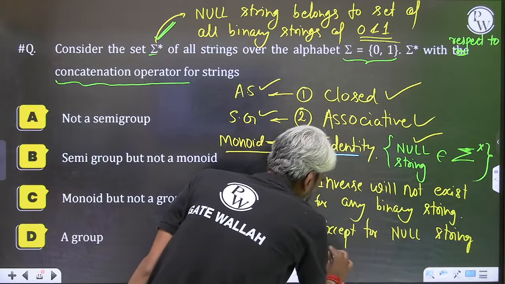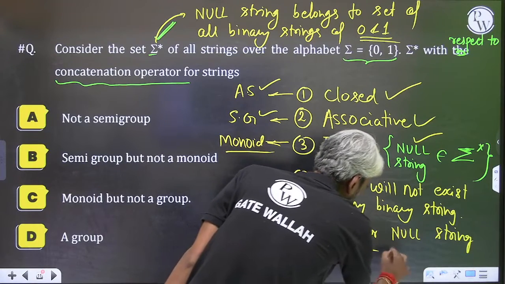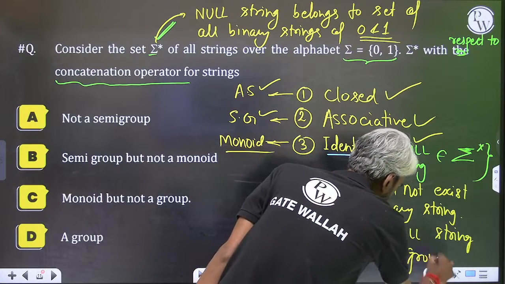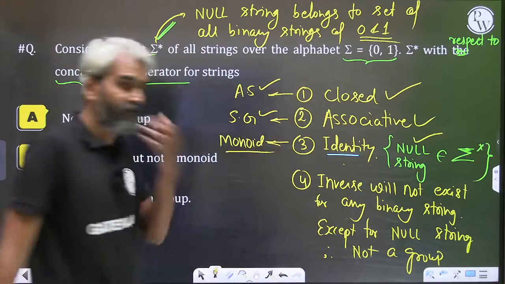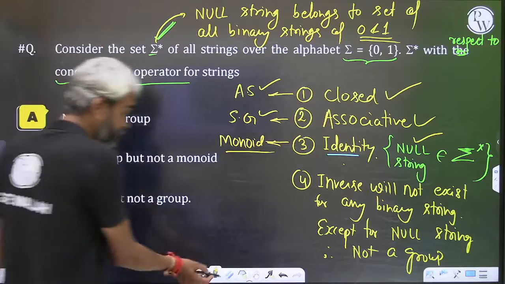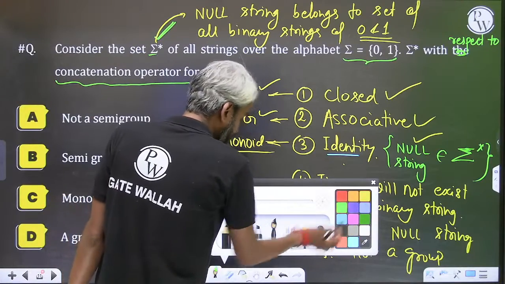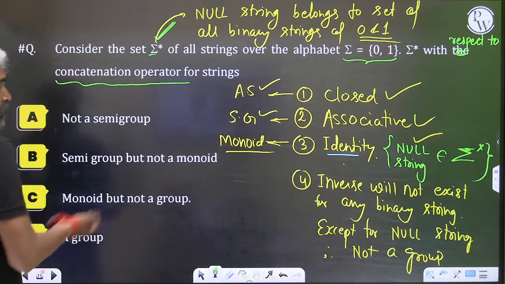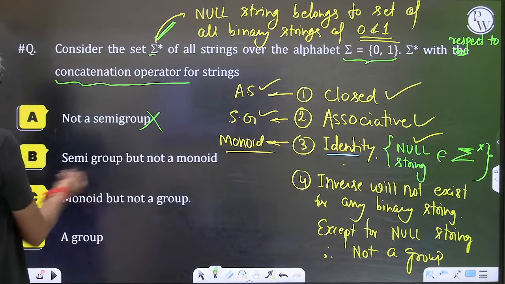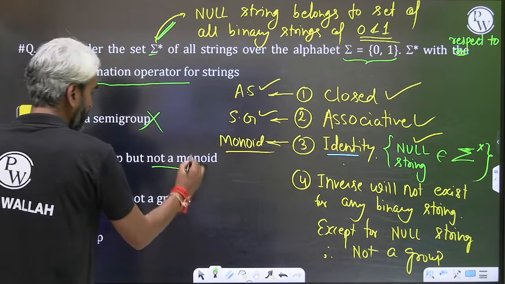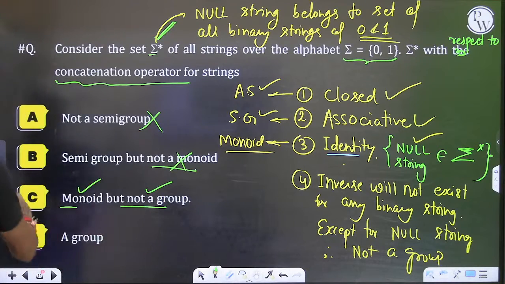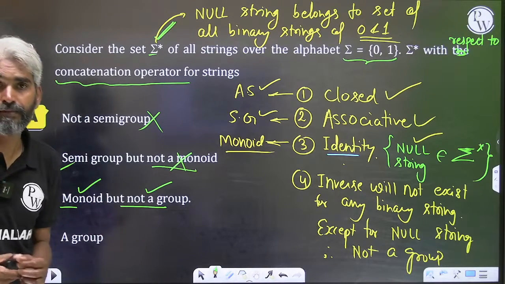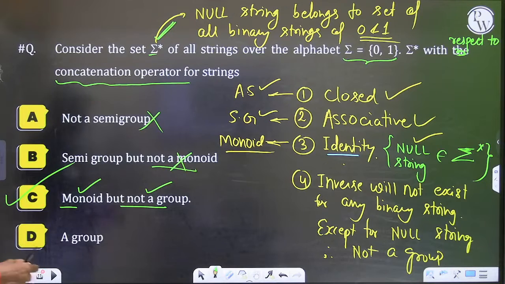Therefore, not a group. For it to be a group, an inverse should exist for every element of the set, but the inverse does not exist for all the elements except for one element. Therefore, it is not a group. Is it a semigroup? Yes, it is a semigroup. Is it a monoid? Yes, it is a monoid. Monoid but not a group. Option C is the correct answer.